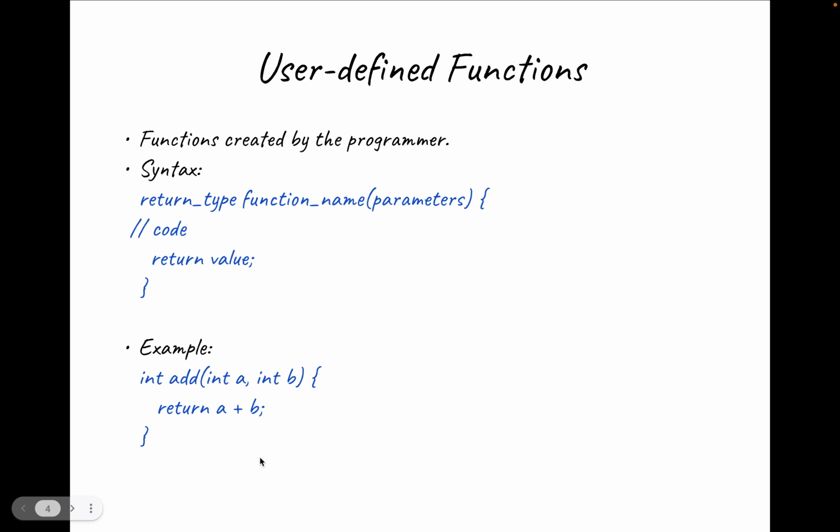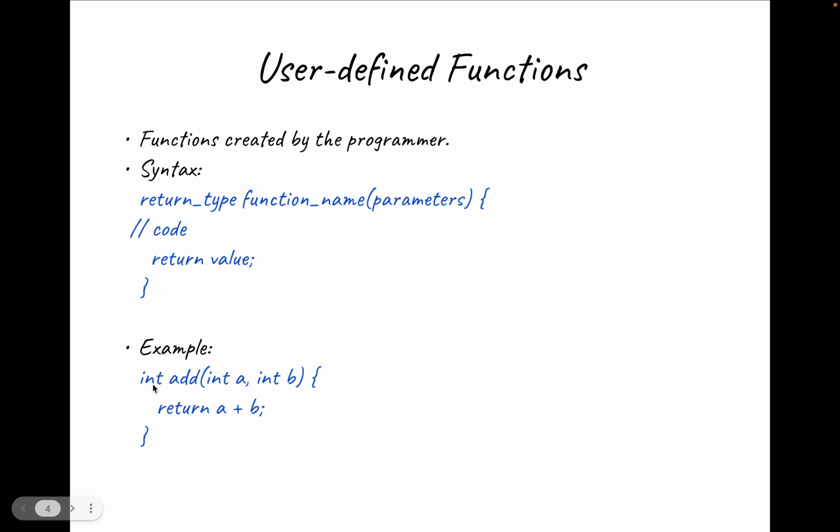User-defined functions are functions created by the programmer. Syntax: return type, function name, and parameters in brackets. Now open a bracket, write the code, return a value, and close the bracket. In main, there is a return type, a function name, and parameters in the brackets.